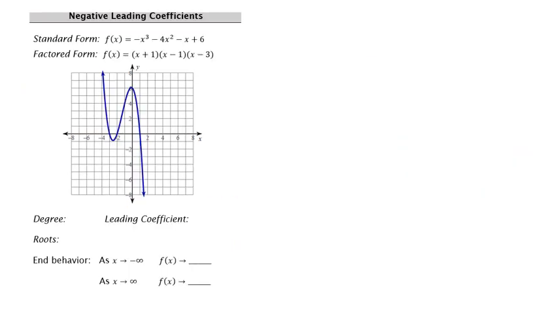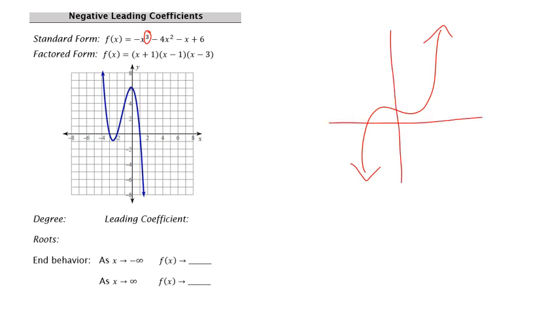For the negative leading coefficients, all the ones we just saw were positive. This example is a cubic, right? So we just saw a cubic look something like this if I was to graph it. When it's a negative leading coefficient, notice it's flipped in the other direction, right? Not what we saw when it was positive. So we're going to see the same thing as before.